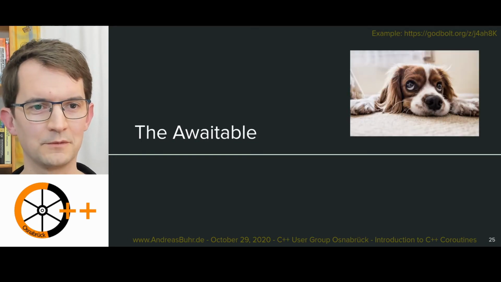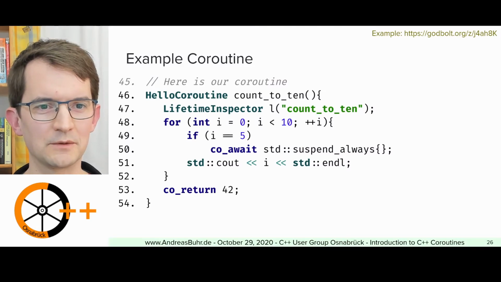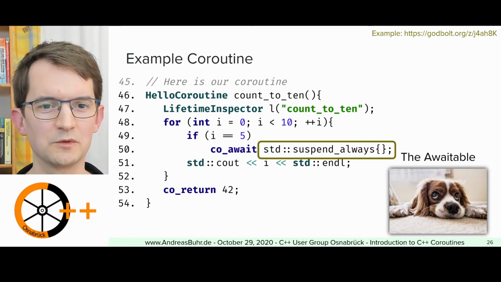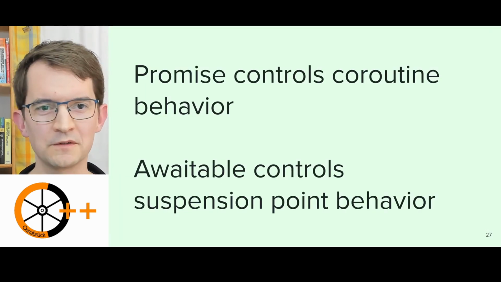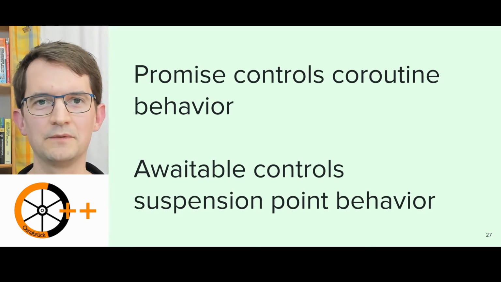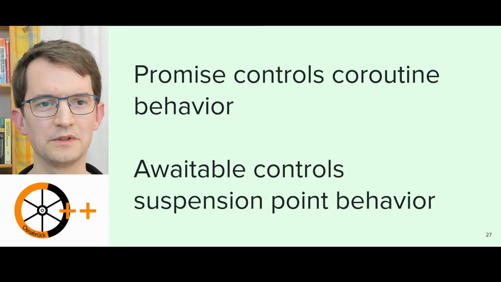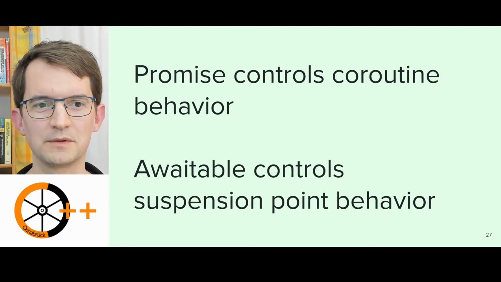So next is the awaitable. The awaitable is in our example here after co_await. It's always co_await of some awaitable. And the take-home message is: the promise controls global coroutine behavior, everything which is concerned with a full coroutine. An awaitable controls everything at one suspension point. So that's the concept. How does it do it?